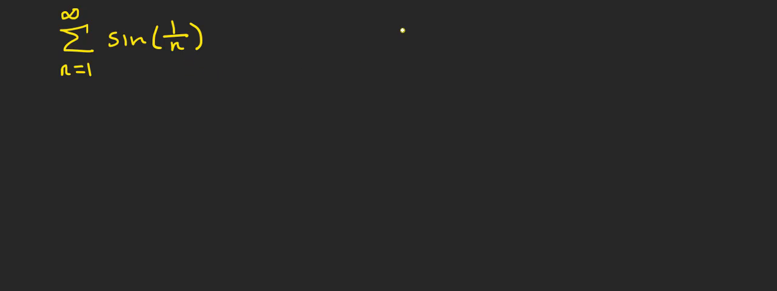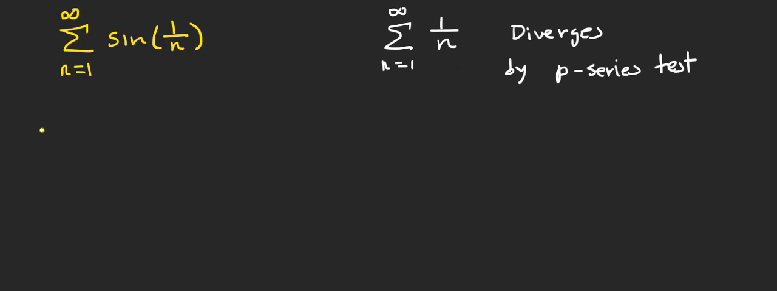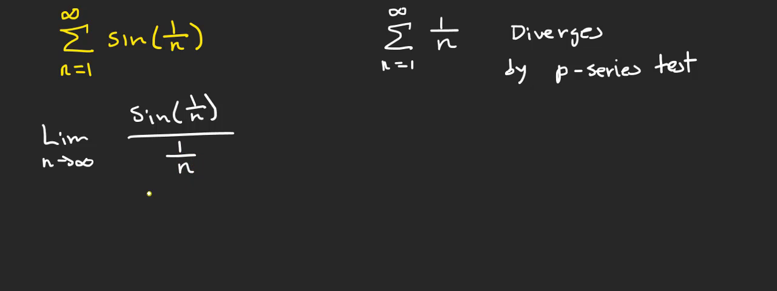What would you compare this with? Let's see what happens when you compare this series with this harmonic series, which we know diverges because p is equal to 1. So let's do the limit comparison test. So what happens as n goes to infinity? Well, that goes to 0, and that goes to 0 as well. So it's 0 over 0, which means that we could apply L'Hopital's rule. So let's apply L'Hopital's rule.